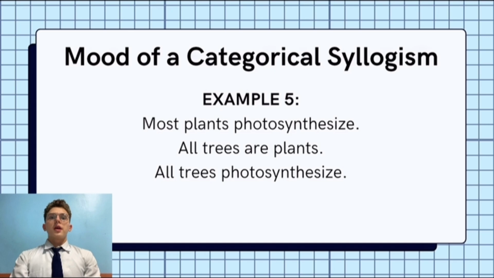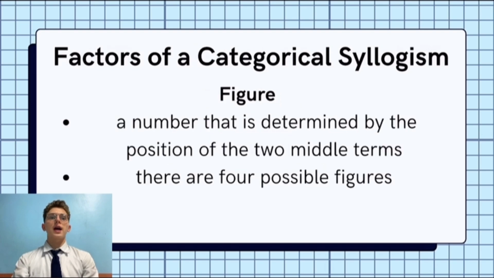Let's remember that if the major premise is below the minor premise, you must switch it, because the major premise should always be above the minor premise in order for the mood to be correct. After finding the mood, we will proceed to the figure of a categorical syllogism.